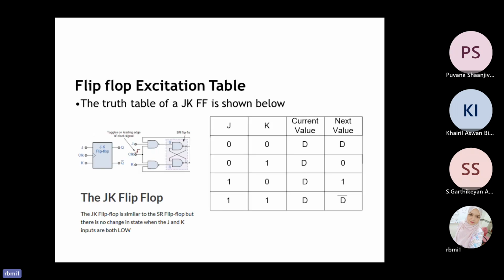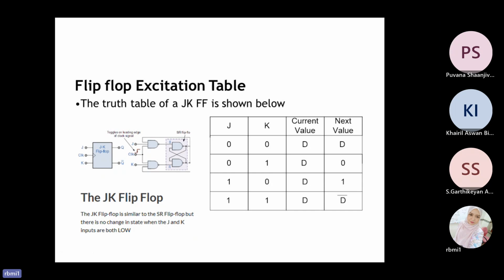Okay, this is the excitation table by using the JK flip-flop. The JK flip-flop is similar to the RS, set and reset flip-flop, but there is no change in state when the JK inputs are both low. Later you can look back at the truth table between JK and SR. This is the current value and the next value. Current value is Q at t, and next value is Q at t plus 1, for the next state.